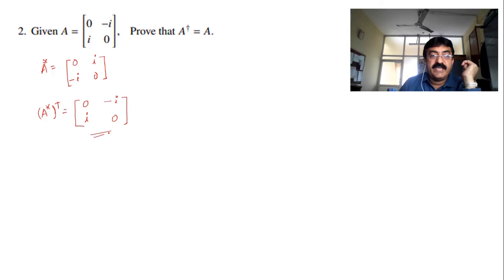Please observe this carefully. Observe the given matrix carefully. Both are the same. 0 is here, 0 is here. Minus i is here, minus i is here. i is here, i is here. 0 is here, 0 is here. That is nothing but A only. So A Hermitian is nothing but A only.